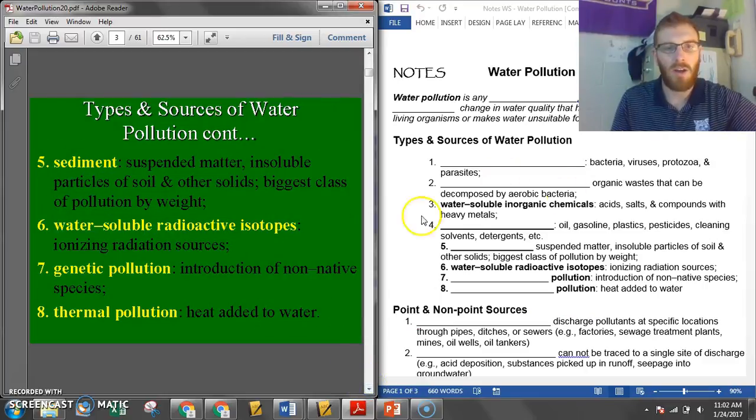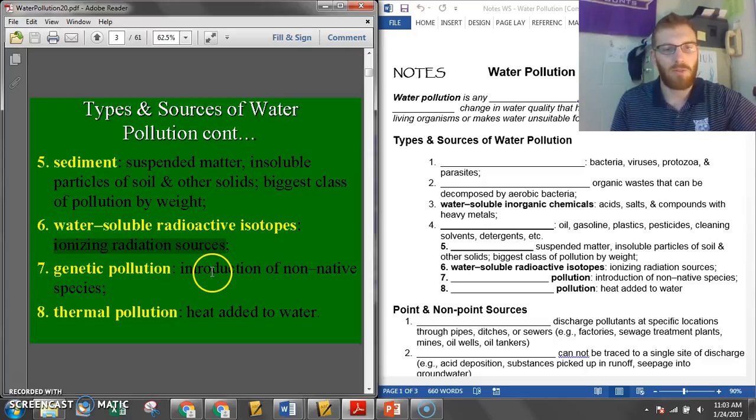We're going to keep going here. Sediment, which is suspended matter, insoluble particles of soil and other solids, and this is the biggest class of pollution by weight. There are other types of pollution that we'll go through that constitute more, but sediment is one of the bigger problems by weight. We have water-soluble radioactive isotopes. These are just ionizing radiation sources, nuclear fallout, things from power plants, sources like that.